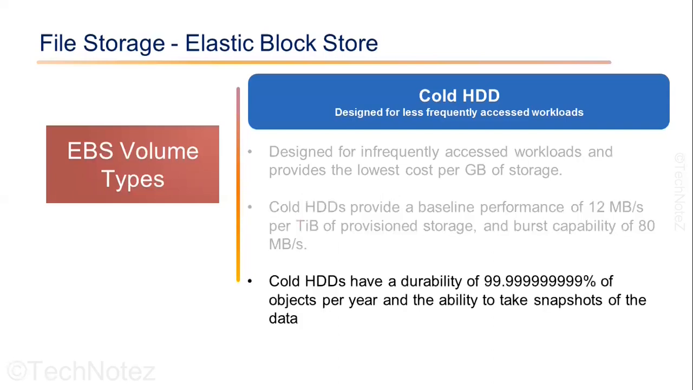Cold HDD have a great durability of objects per year and the ability to take snapshots of the data. Cold HDD are less expensive than other storage volume types such as general purpose SSD, provisioned IOPS SSD, throughput optimized HDD, and magnetic storage. This storage type is a good option for users who need to store infrequently accessed data and want to minimize the storage cost.